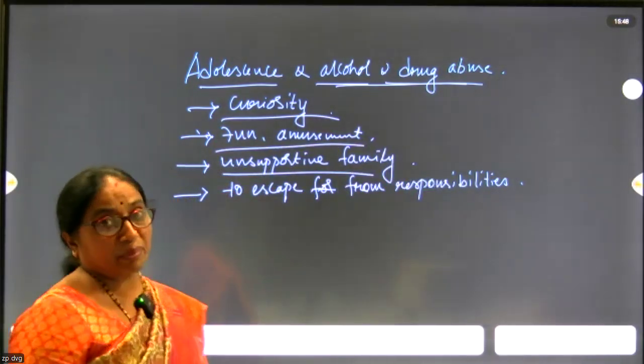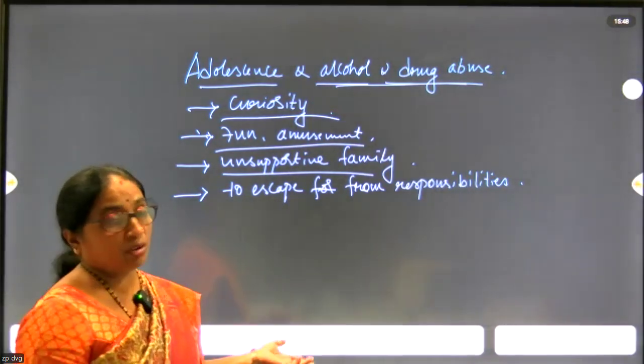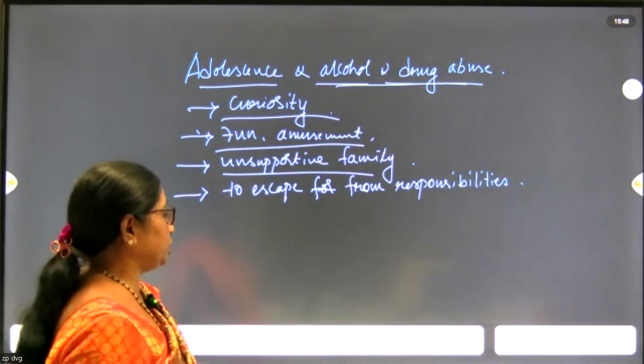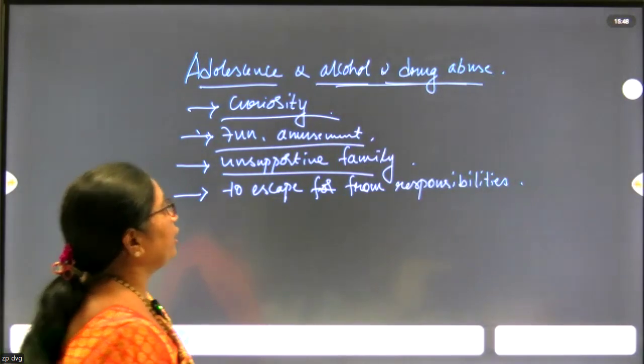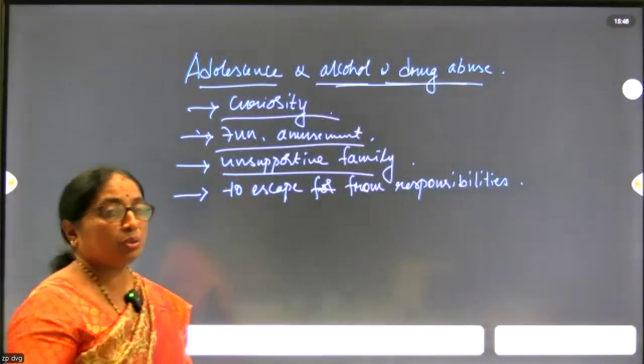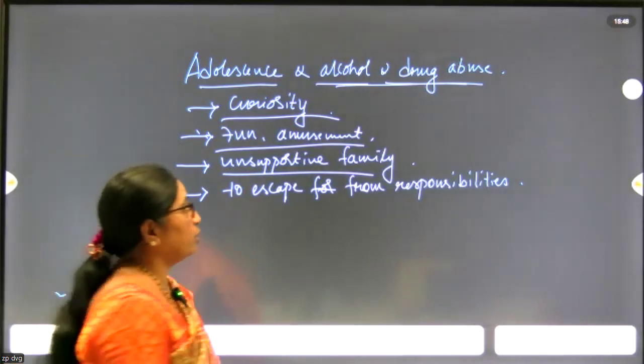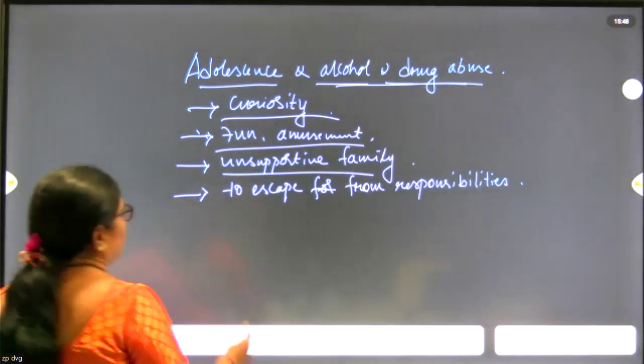Or an unsupportive family. The family members are not taking proper care of the child or the adolescent, so he may think of getting into this vicious circle, because there is nobody to tell him this is wrong, this is right. So he may get into such a vicious circle of alcohol or drug abuse.